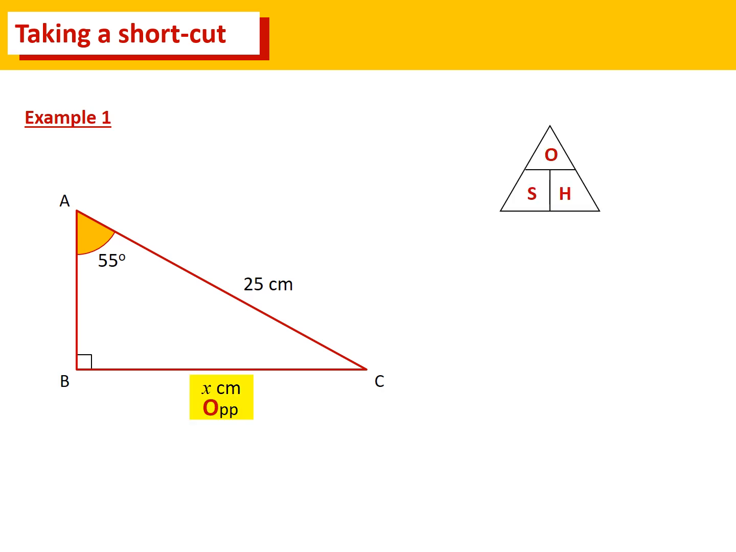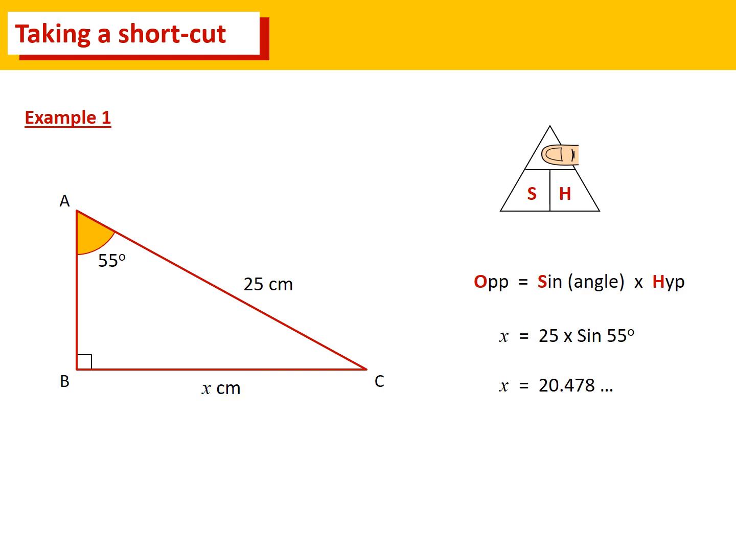We're trying to find x, which is the opposite side. So we put our finger over the O for opposite, and it tells us it's the hypotenuse times sine of the angle. So that's 25 times by sine 55, and that's our answer.